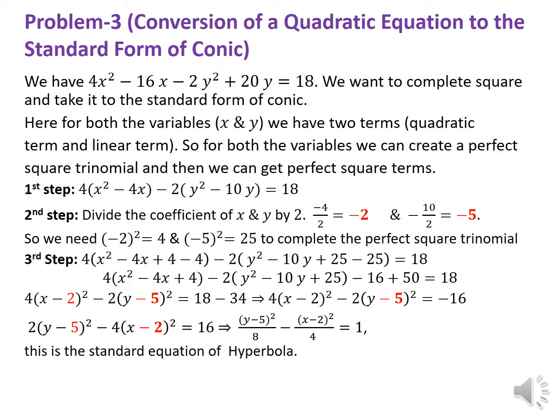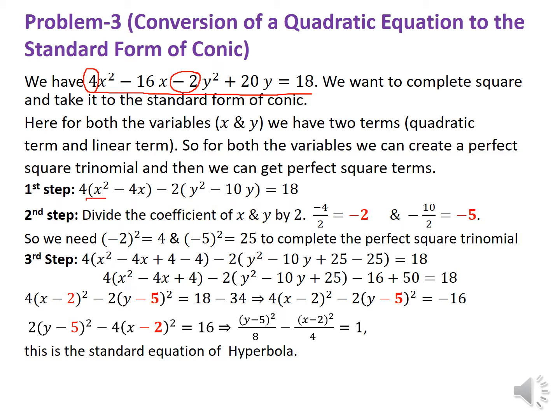We have another problem here. 4x square negative 16x negative 2y square plus 20y is equal to 18. So here also for both the variables x and y we have a quadratic term and a linear term, so we can easily create perfect square trinomials for both the variables, and then we can convert this equation to the standard equation of a conic. Since the coefficient of x square is 4, we have to take 4 as common from the terms of variable x, and since we have negative 2 as the coefficient of y square, we will have to take negative 2 as common from the terms of variable y.